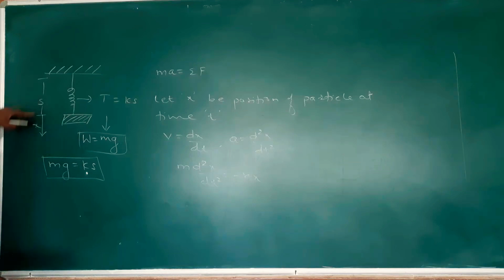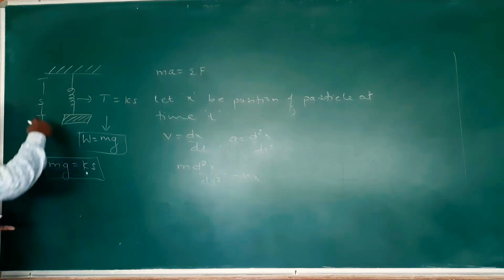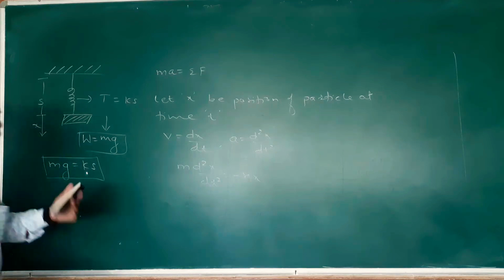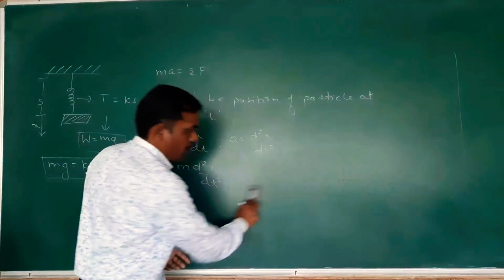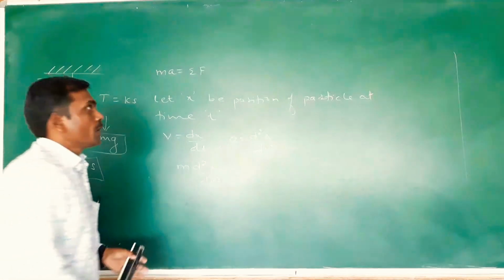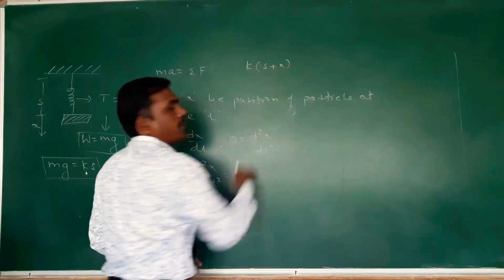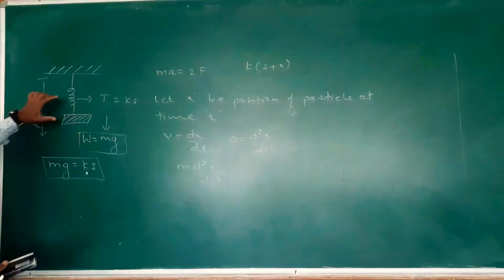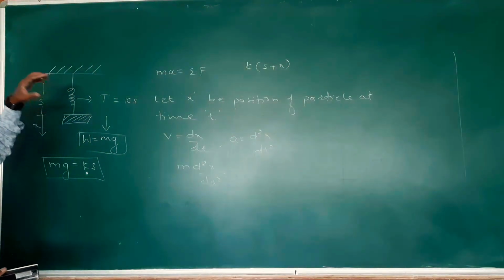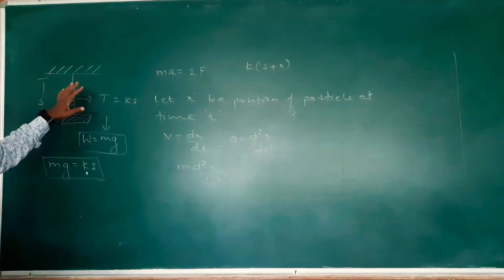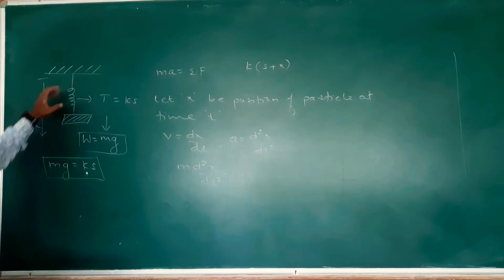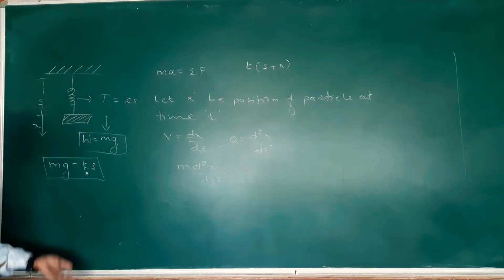So the total distance is s plus x. So spring constant into this s plus x. Let's calculate it. Instead of writing directly, let's calculate it. Spring constant k into s plus x, right? And it is tension in the spring, so it is opposite, and weight of the body is acting downward.